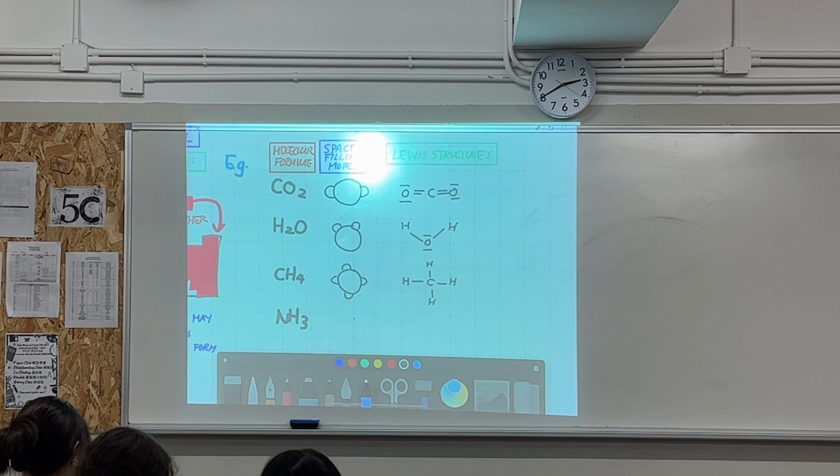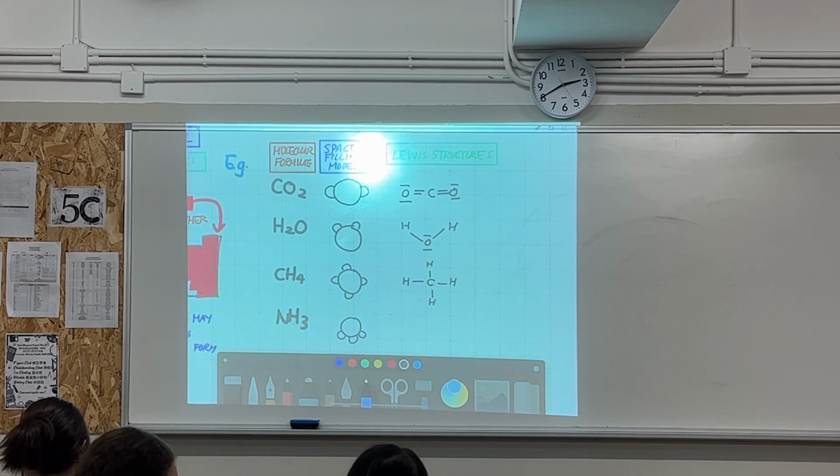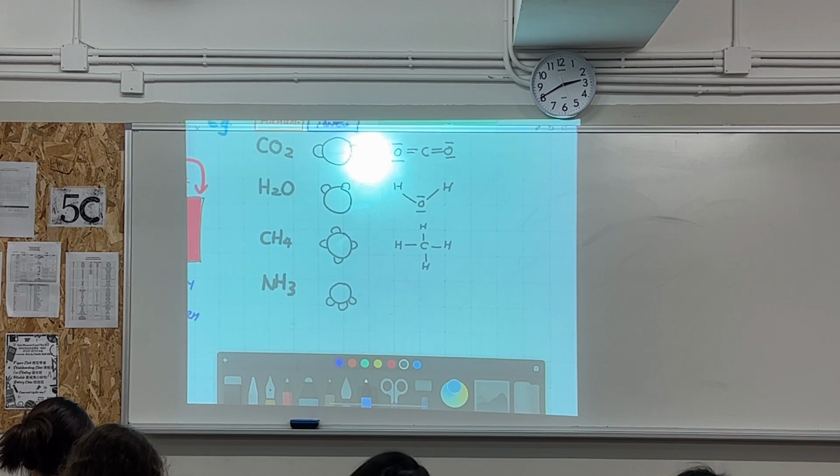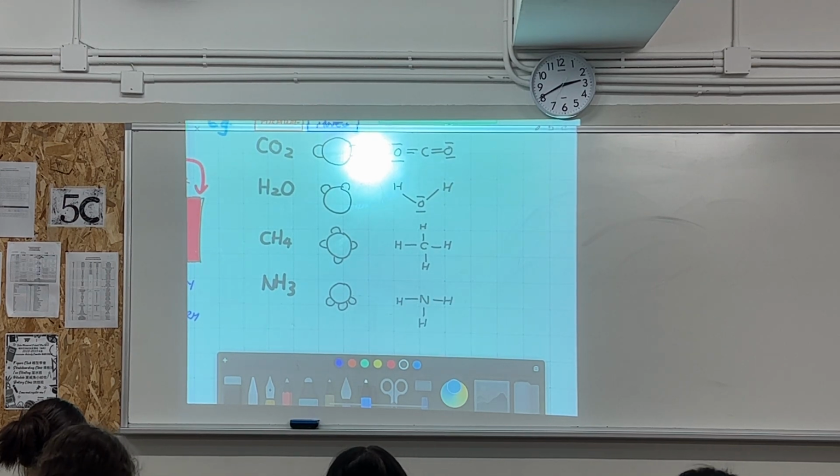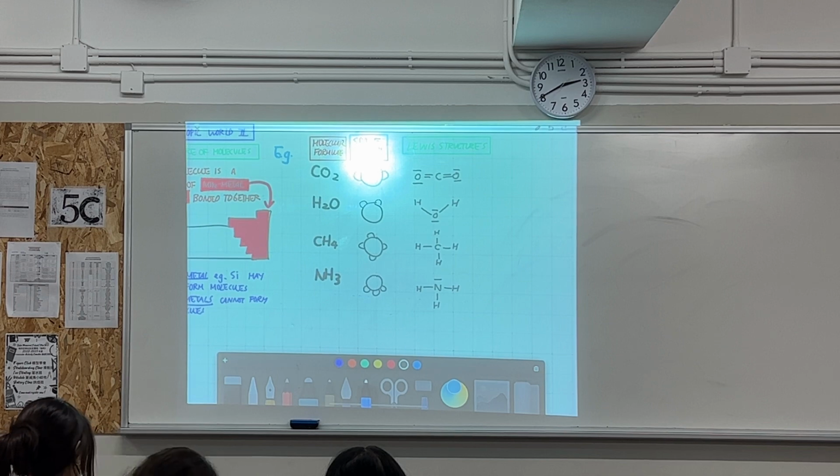Finally, you have NH3. That looks like this. Okay, like the cat's paws. So you have NH3. Okay, then let me just draw it like that. So you have NH3. Right. These are called Lewis structures.